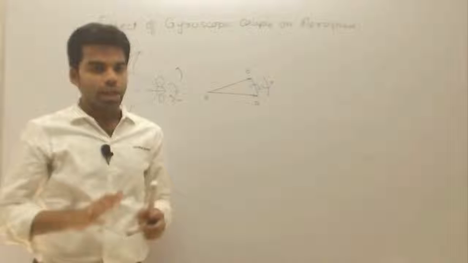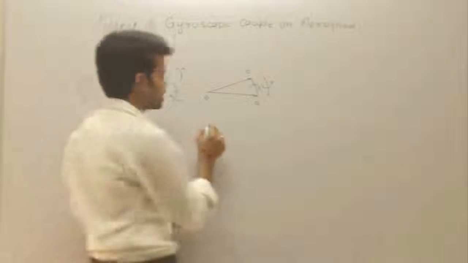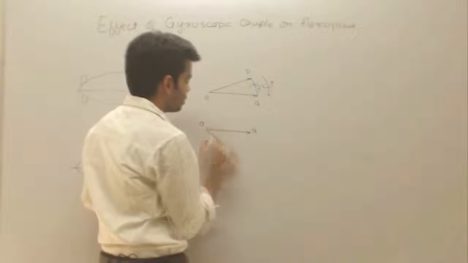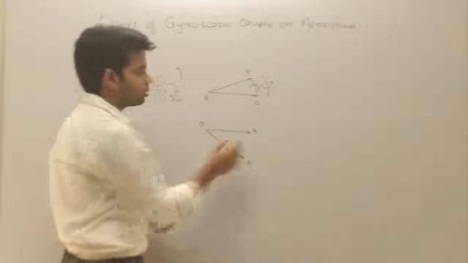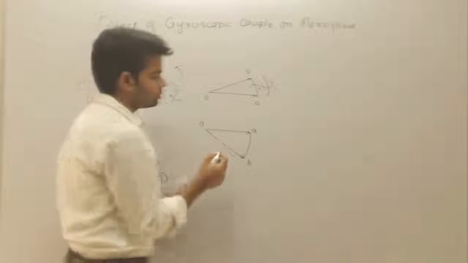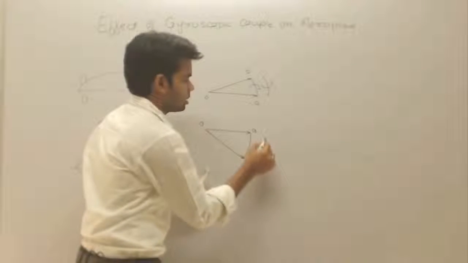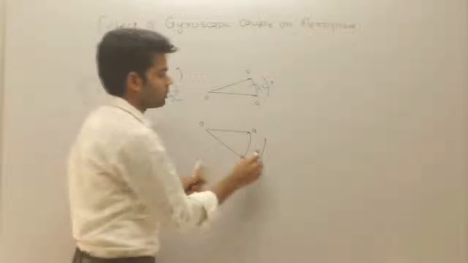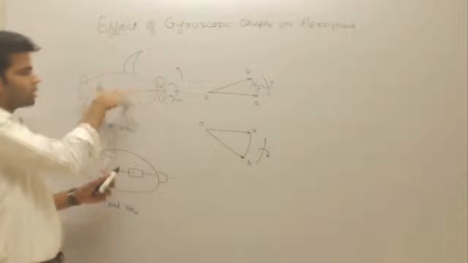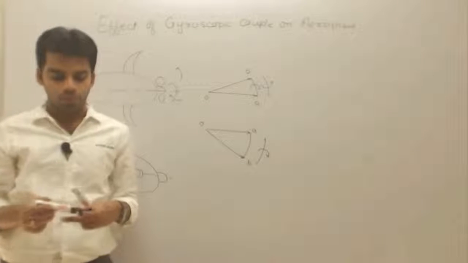Getting this now? Okay, and vice versa. If the aeroplane is taking a right turn, what happens? The initial angular velocity vector is OA, the final angular velocity vector will be OB. Okay, so this will be the angular acceleration. This will be the reactive gyroscopic couple. Okay, so this will lower the nose and raise the tail when the aeroplane is taking a right turn.